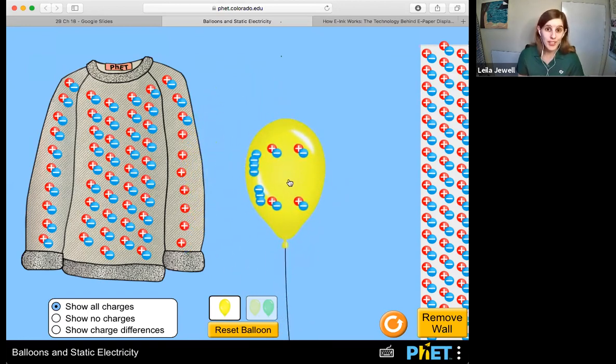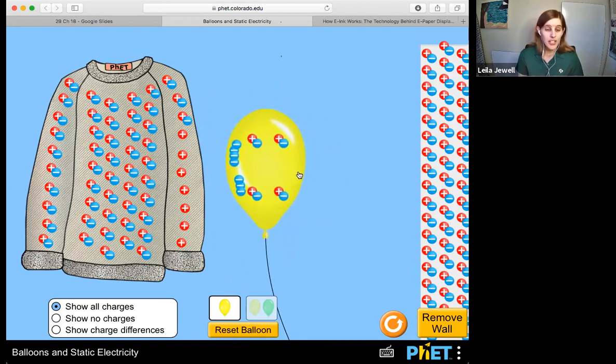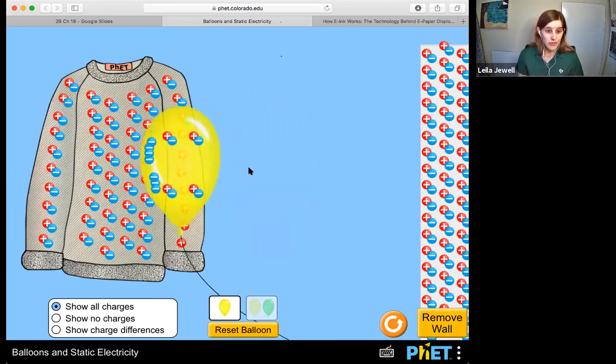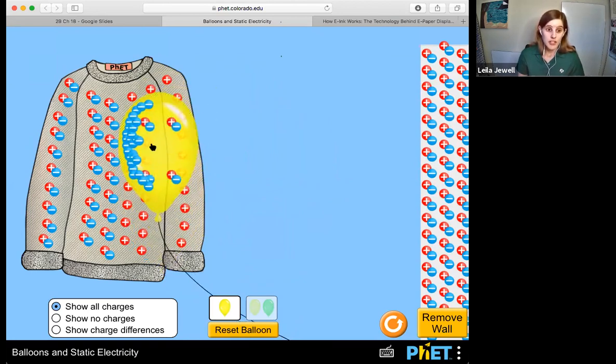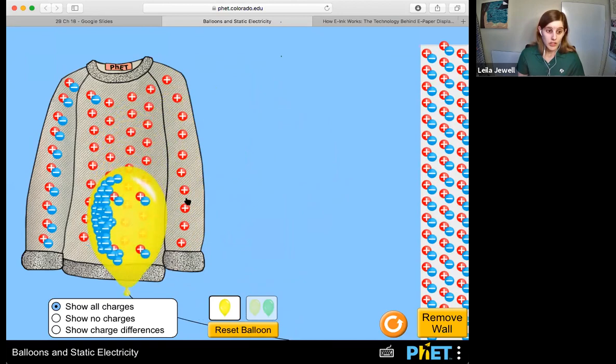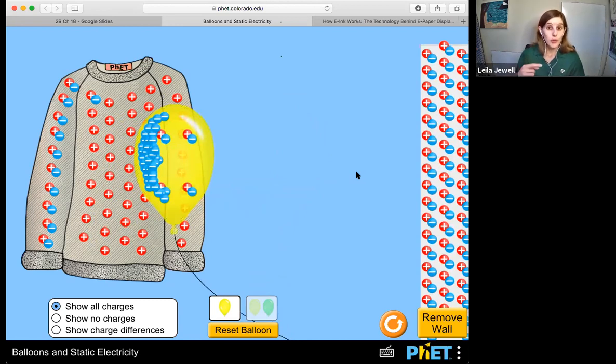It picked up electrons, right? It took some of the electrons off of the sweater and put them on the balloon, so that now the balloon is attracted towards the sweater. And I could even rub the sweater more vigorously and pull more electrons off of the sweater. And so now, when I release the balloon from the midpoint, it's drawn more quickly. There's a larger attractive force there.